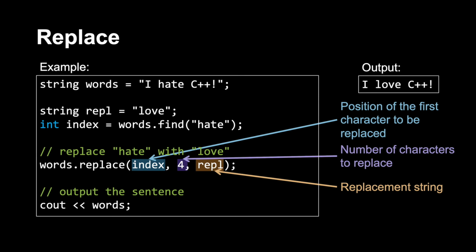So here we're replacing starting at the index where the word hate starts, and we're going to replace 4 characters, and we're going to replace these 4 characters with the string love. So if we print out the word after the replacement, we'll get I love C++.